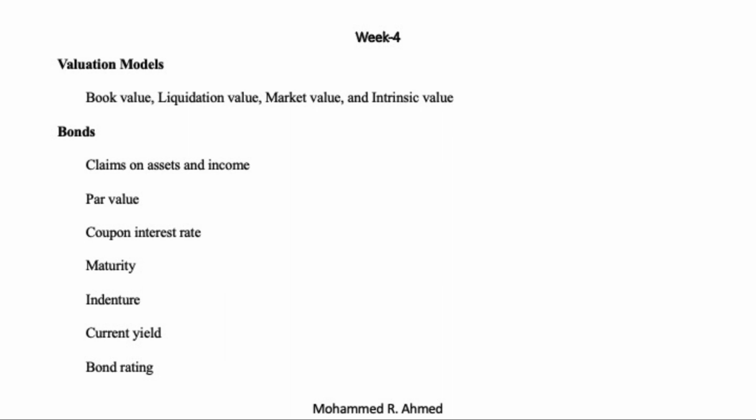Maturity date is when the company will return the bond par value to the bondholder. An indenture is an agreement between the issuing company and the bondholders, and it may include specific terms involved in the bond issue. The yield means the rate of return. The current yield means the current rate of return of the bond.